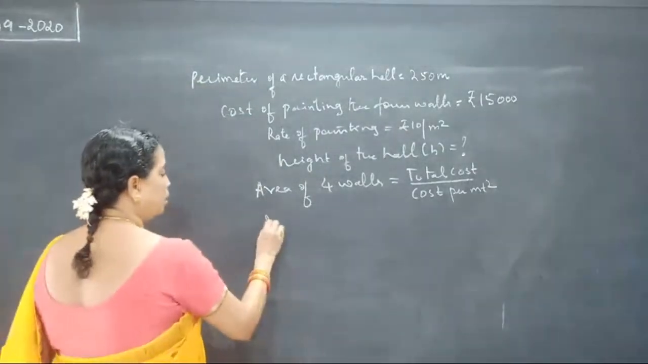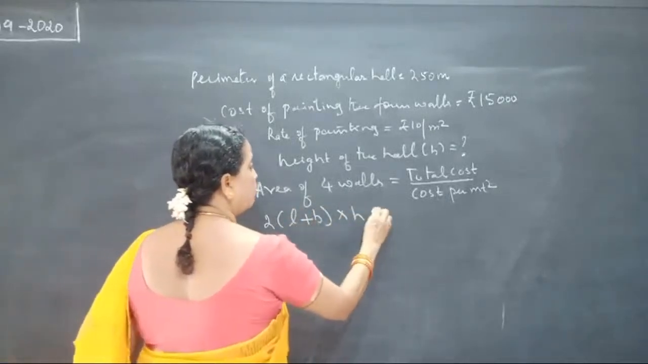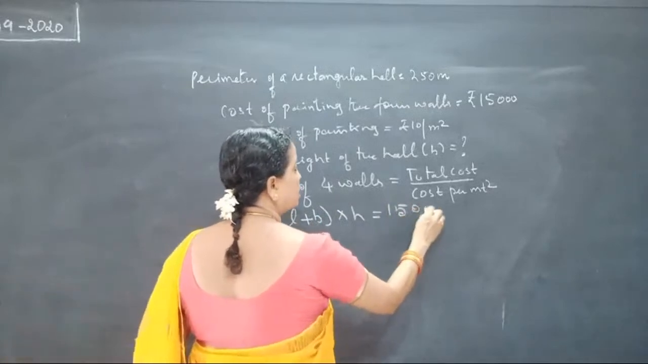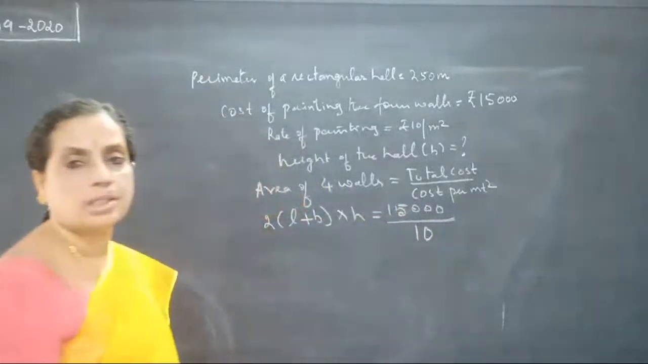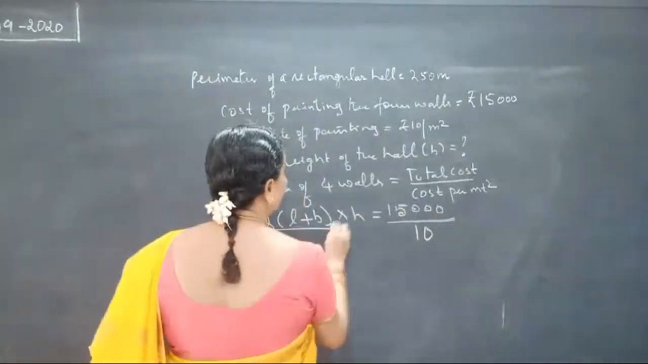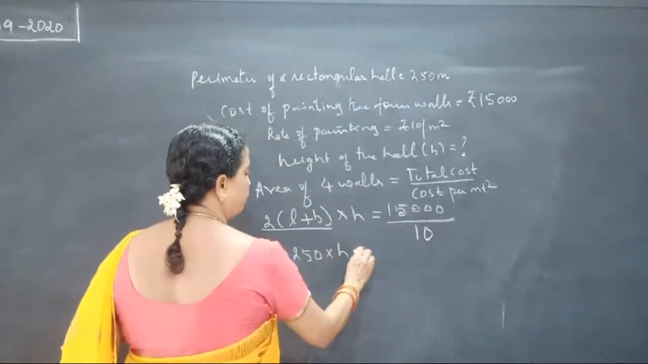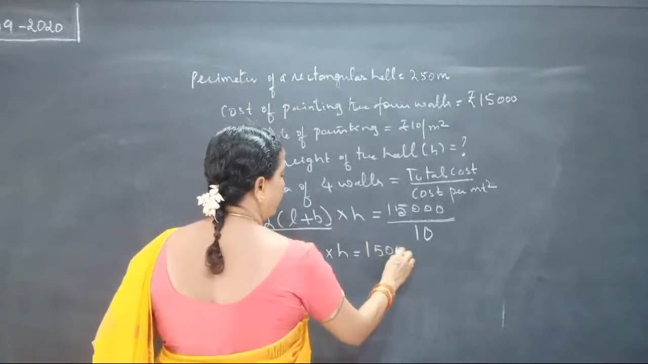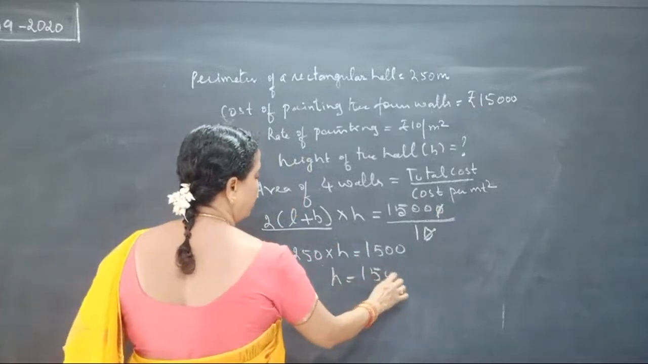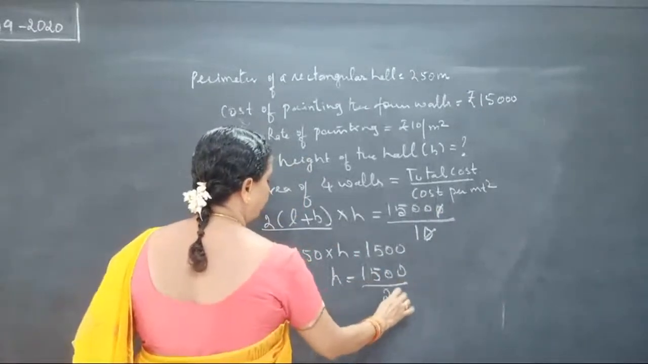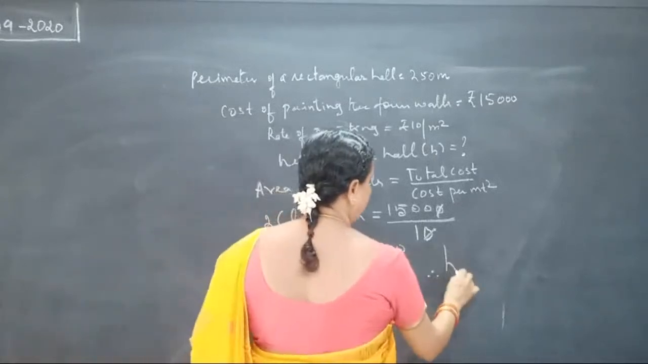And it is given 2 into L plus B into H equals total cost is 15,000 divided by cost per meter square is 10 rupees. And this value they have given it as 250 into H equals 1500, cancelling this. Therefore, H equals 1500 by 250. Further cancel, you will get H equals.